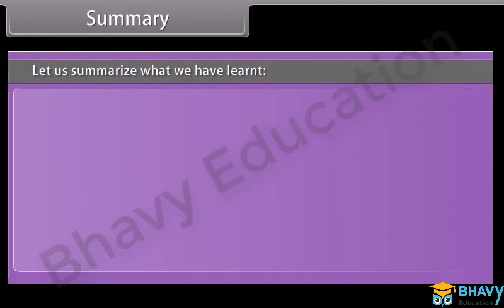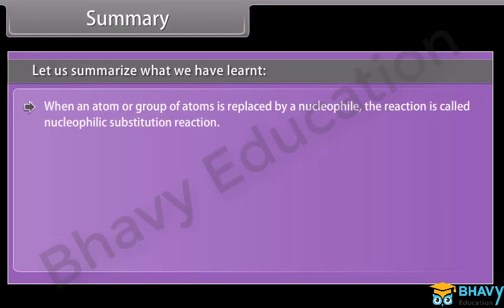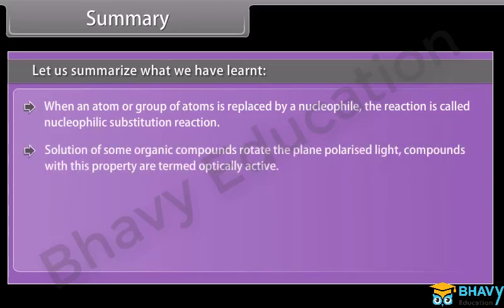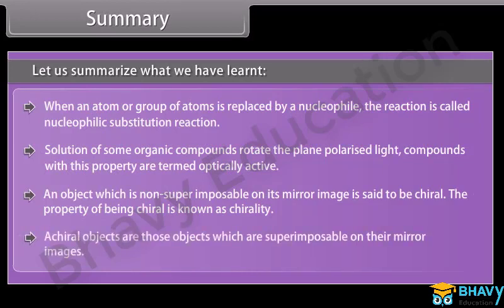Summary. Let us summarize what we have learned. When an atom or a group of atoms is replaced by a nucleophile, the reaction is called a nucleophilic substitution reaction. Solutions of some organic compounds rotate the plane polarized light, and the compounds with this property are termed optically active. An object which is non-superimposable on its mirror image is said to be chiral. The property of being chiral is known as chirality. Achiral objects are those objects which are superimposable on their mirror images.